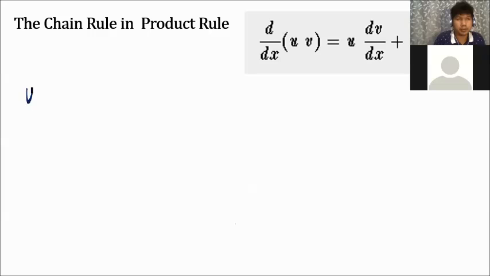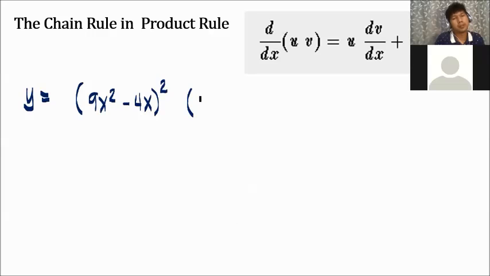Another is y is equal to 9x squared minus 4x, raised to 2. And then let us have negative 6x. So we can have here this as u, and we can have this as v. So it's your choice. So for derivative y prime, we just follow the product rule.